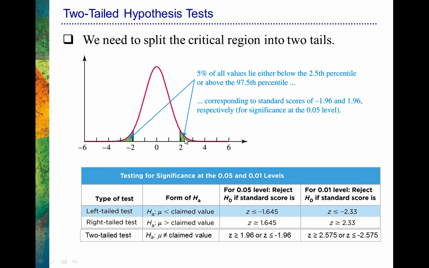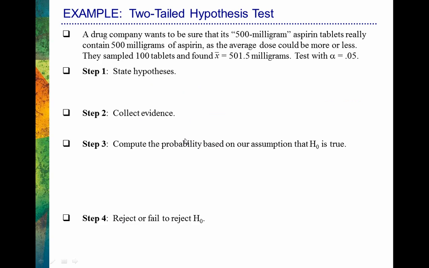Let's use that information to go through a couple examples of two-tailed tests. A drug company wants to be sure that its 500 milligram aspirin tablets really contain 500 milligrams of aspirin, as the average dose could be more or less. So they sample 100 tablets from some batch of tablets that they've created, and they find that the sample mean for those 100 tablets equals 501.5 milligrams.